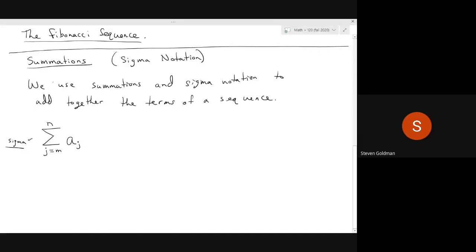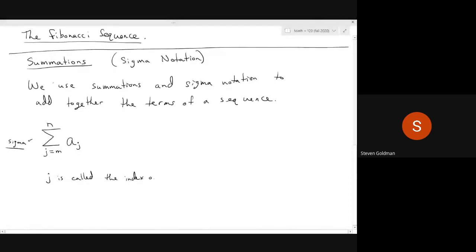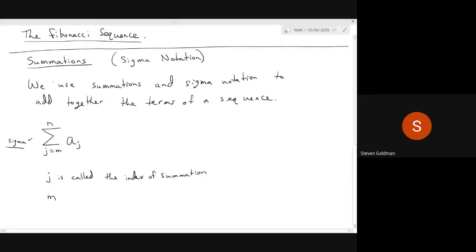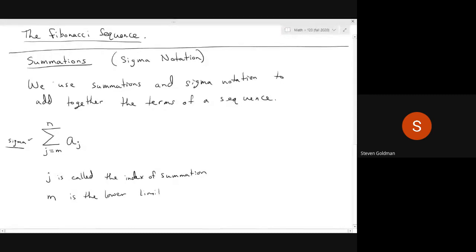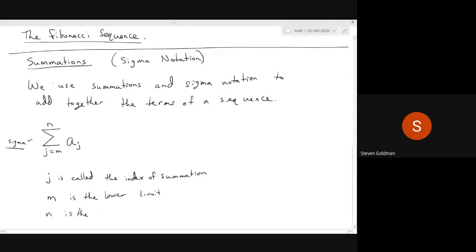Now, m and n are going to be integers, with n greater than or equal to m. Those two numbers, j equals m and the n, are going to be called the index of summation. So j is called the index of summation. m will be the lower limit, and n is the upper limit. All right, so those are the names of all these things.